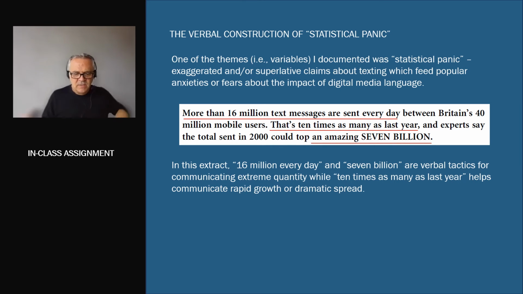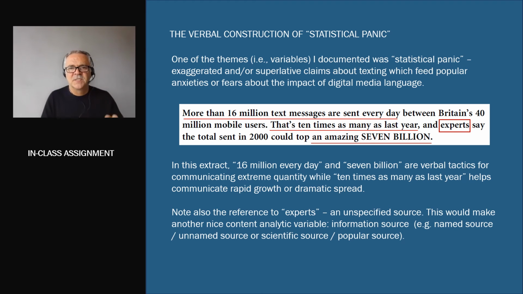Well, in this extract, 16 million every day and 7 billion in capital letters are verbal tactics for communicating extreme quantity. Meanwhile, the 10 times as many as last year helps to communicate the rapid growth or dramatic spread of text messaging. You might also just note the reference to experts here, which is an oddly non-specific, unspecified kind of expert. And this would make another nice content analytic variable. We could call that information source, and we could have values like named or unnamed, or scientific or popular.